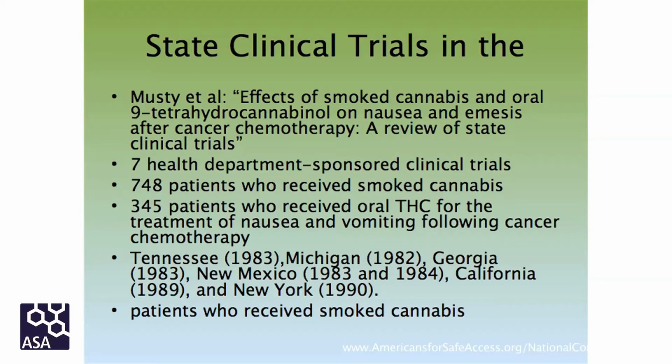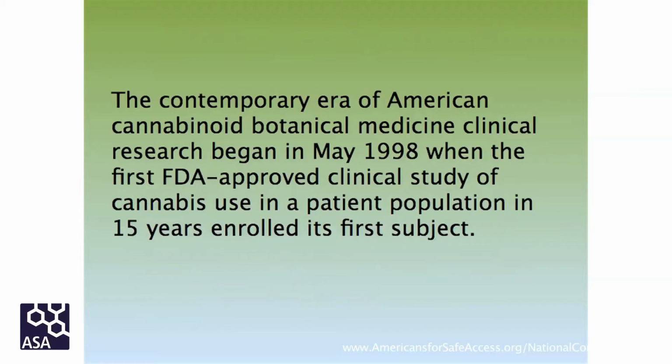I don't know how much time I have left, but a quick mention that most of the research done before the 1990s was non-controlled clinical studies, but with large numbers of patients: 748 patients who smoked cannabis in 7 state-sponsored clinical trials for cancer patients getting chemotherapy. These were the states that were involved. And 70 to 100% relief from nausea and vomiting was self-reported by patients in these uncontrolled cannabis versus THC pill studies.